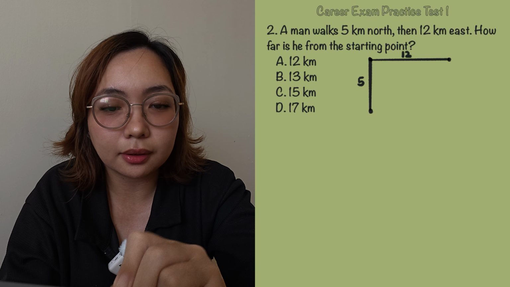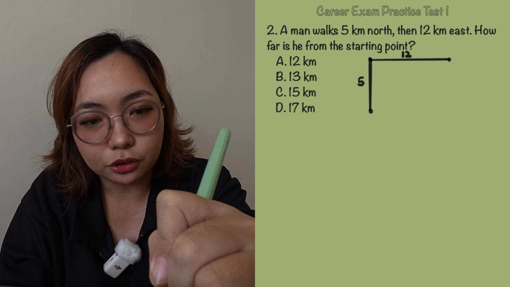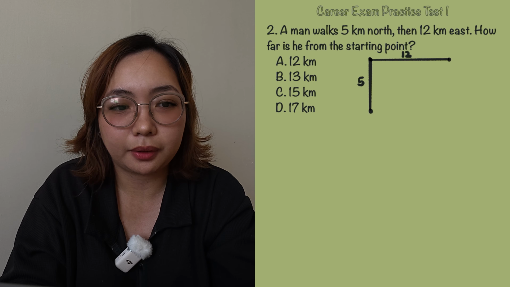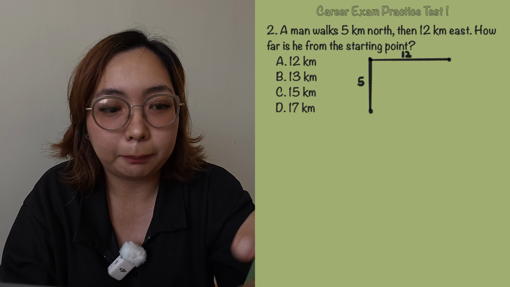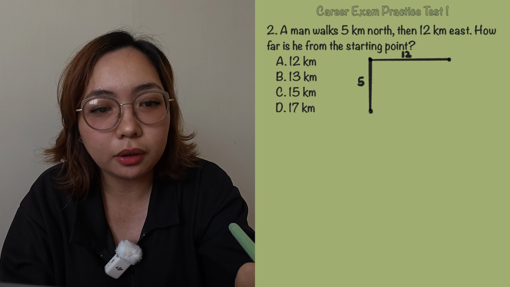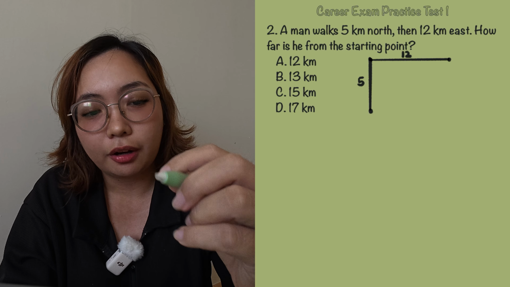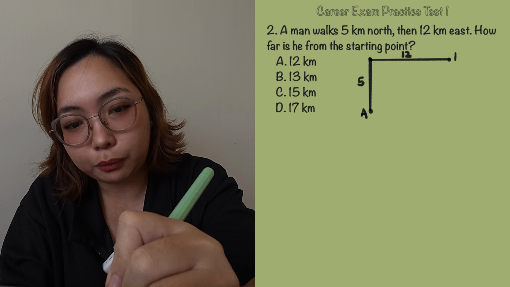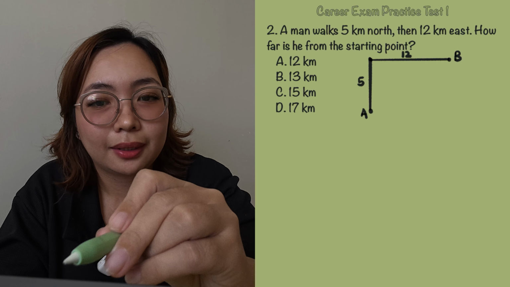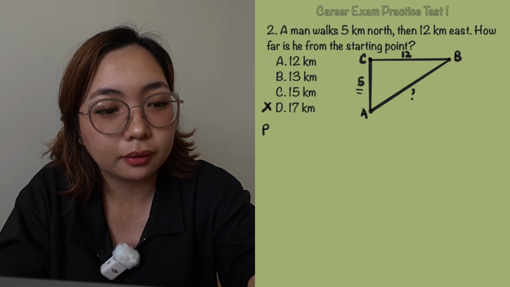So let's say this one. And this is the ending point. That is 12 kilometers. Okay? The question is, how far is he from the starting point? Remember that when we are looking for the distance, it means the direct distance from the starting point A to the endpoint B. Now, one concept we can apply here is the Pythagorean theorem.